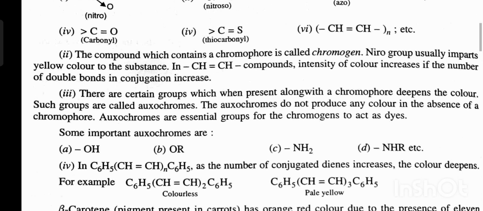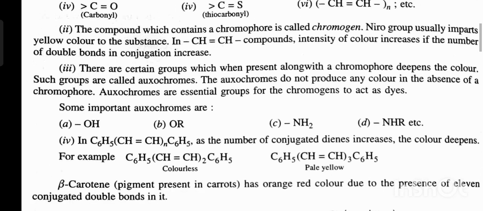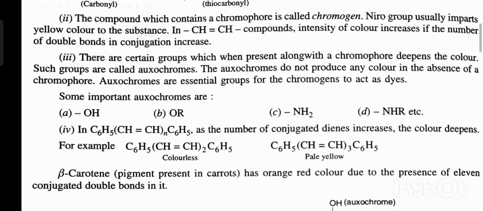Third, there are certain groups which, when present along with the chromophores, deepen the color. Such groups are called oxochromes. The oxochromes do not produce any color in the absence of a chromophore. Oxochromes are essential groups for the chromogen to act as a dye. Some important oxochromes are OH, OR, NH2, NHR, etc.